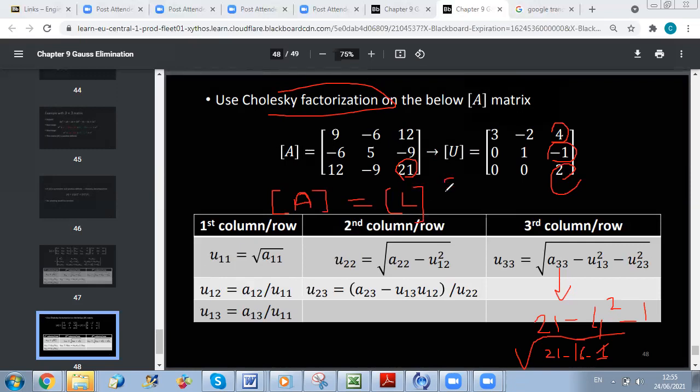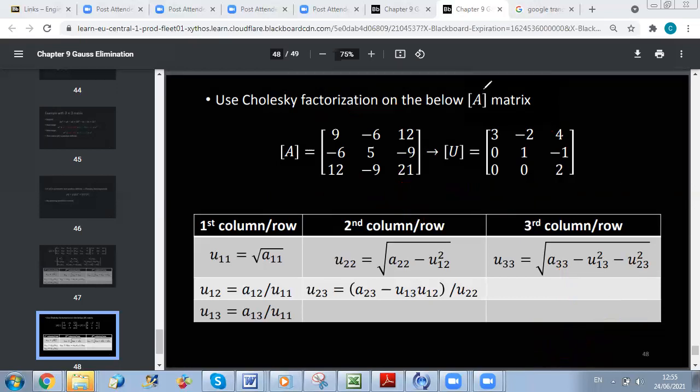Because Cholesky factorization tells us that if a matrix is symmetric and positive definite, I can write it in the form of the transpose of an upper matrix times the upper matrix. So now you can say that one possibility of factorizing A in a lower and upper matrix will be as follows.